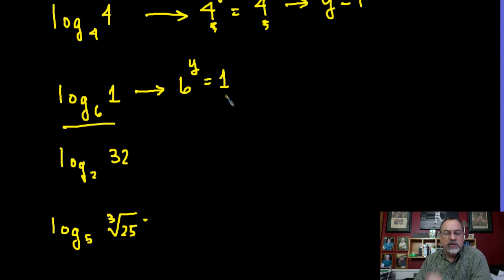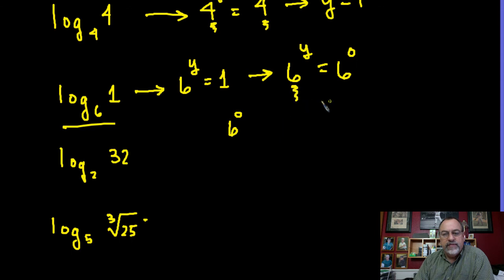Now, how do I change 1 into a base 6? I need to have 6, but I need it to be equivalent to 1. So 6 to what power is 1? Well, 6 to the 0 power is 1, because anything to the 0 power is 1. So 6 to the y is going to be equal to 6 to the 0. So again, because the bases are equal, then the exponents must be equal. So in this case, y would be 0.